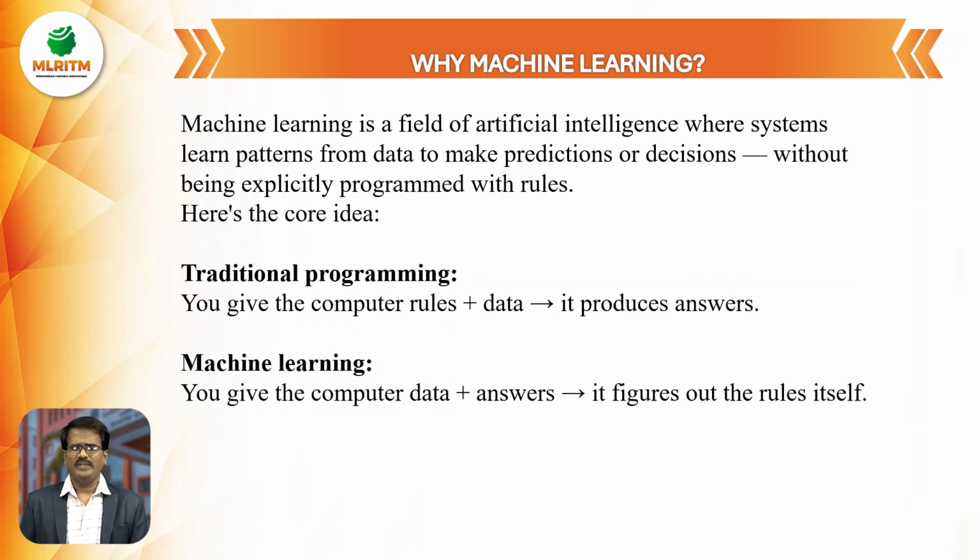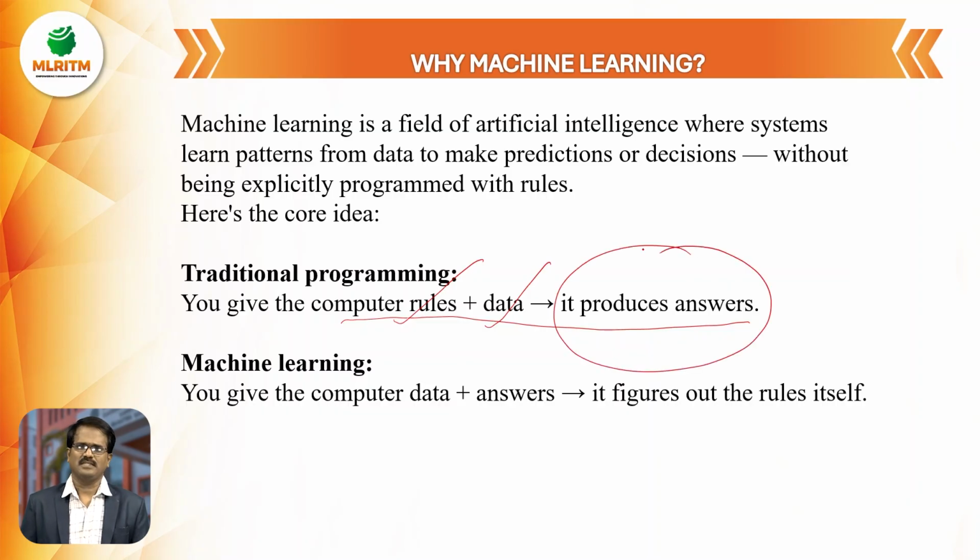Now we can compare traditional programming and machine learning. As we know, in traditional programming, we write a program for a particular problem. To solve the particular problem, we write the program. That program is fixed for solving that problem. Here, we need to give the rules plus data to the computer, then the computer will produce the results. This is exactly what happens in traditional programming. First of all, we need to construct the rules and pass the data. Then the computer will produce the answers for us.